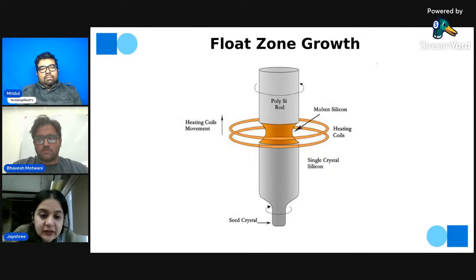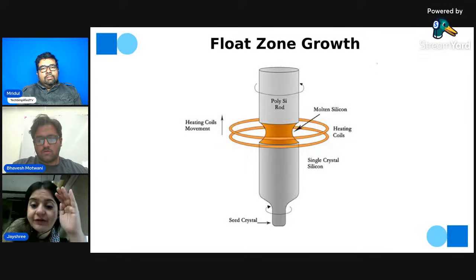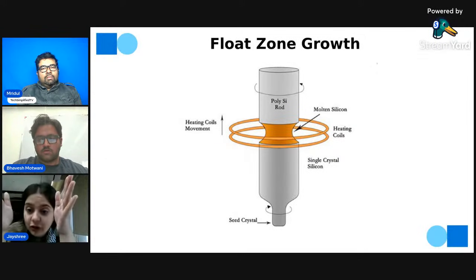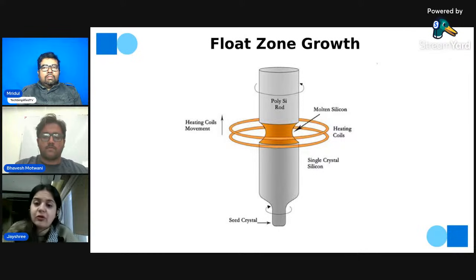And there are certain other methods also, so that in float zone we get different properties to justify the silicon ingot process. There are multiple processes eventually, not only float zone and CZ, and more are carried out.